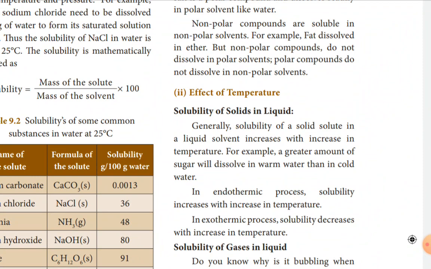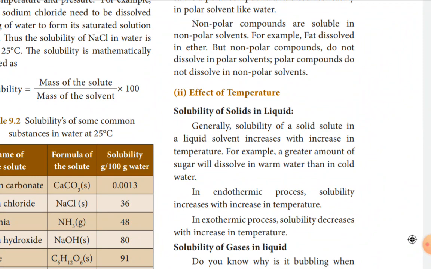Solubility of solid in liquid. Generally, solubility of a solid in a liquid solvent increases with increase in temperature. So when temperature increases, solubility increases. When temperature decreases, solubility also decreases. For example, a greater amount of sugar will dissolve in warm water than in cold water.